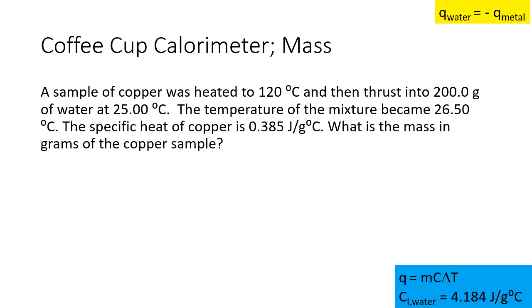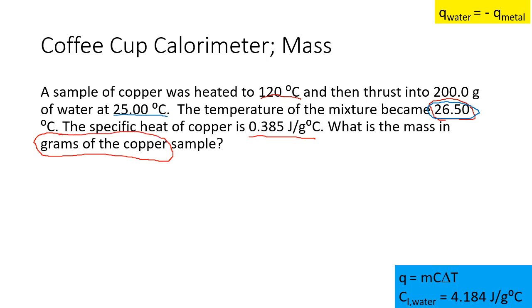So let's track our stuff here. Our copper starts at 120. That's our T initial, and it ends up at 26.5. That is our low temp. The water starts at 25, and it also ends up at 26.5. So it reaches thermal equilibrium. All right, we additionally have the heat capacity of the copper, and we want to know the mass in grams of the copper.